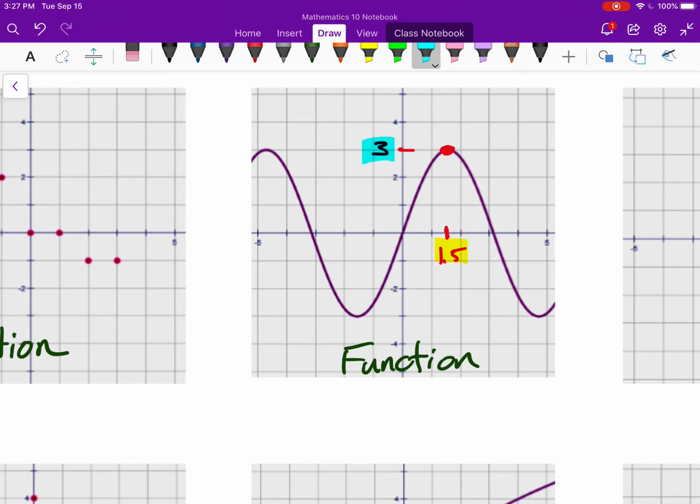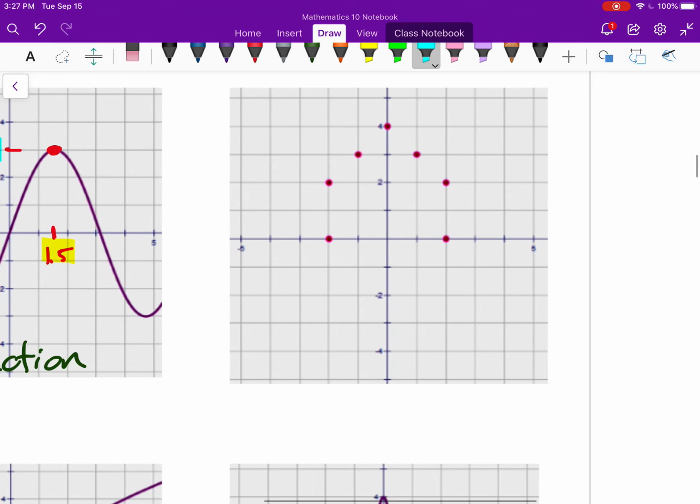Well, I'm getting tired of saying input and output. What may make things more clear, though, is if I show you this third one. This is not a function. So why is it not a function?